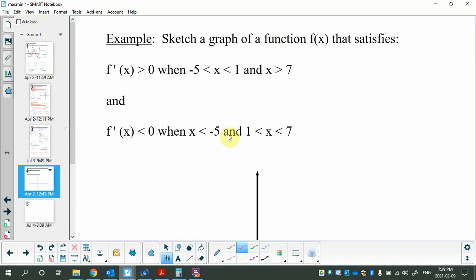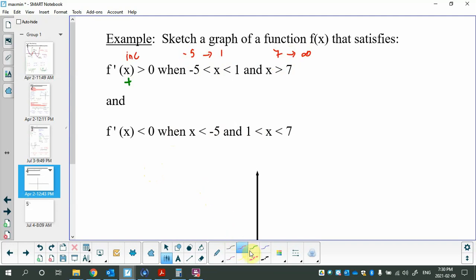So this says, sketch a graph of a function, meaning it must pass the vertical line test. Your first derivative has to be greater than 0, which means the first derivative is positive. And when the first derivative is positive, that means it's increasing. So this is saying it's increasing when x's are from -5 to 1, and then greater than 7, 7 to forever.